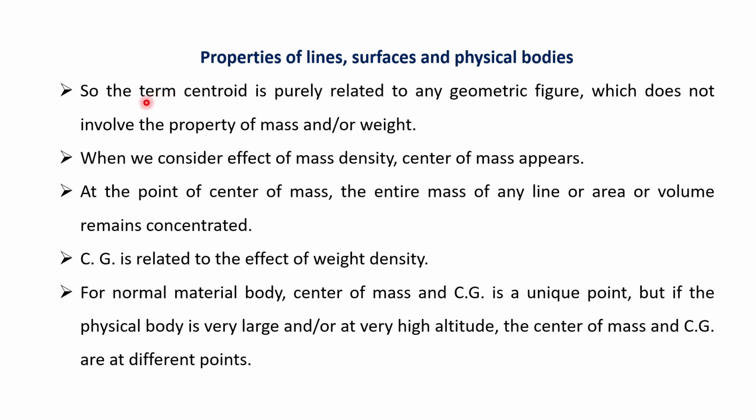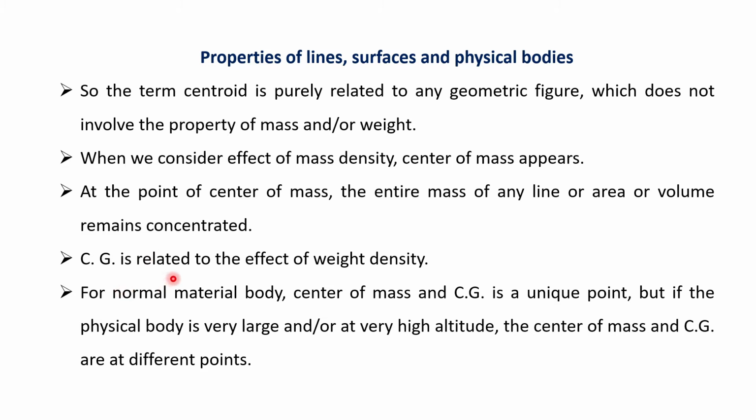So for the properties of lines, surfaces and physical bodies, we have seen that the term centroid is purely related to any geometric figure which does not involve the property of mass or weight. When we consider the effect of mass density, the center of mass appears. At the point of center of mass, the entire mass of any line or area or volume remains concentrated. That is what I was telling, that 1D, 2D and 3D relate to length, area and volume.